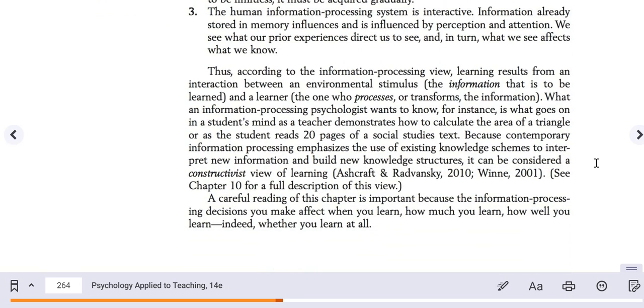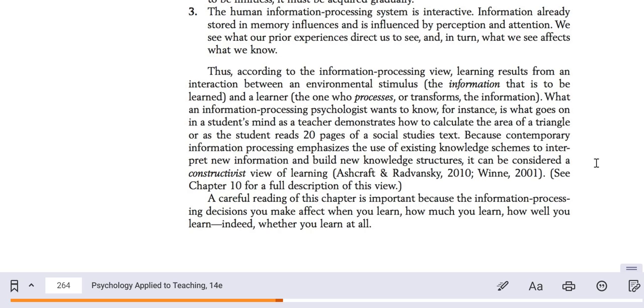Thus, according to the information processing view, learning results from an interaction between an environmental stimulus, the information that is to be learned, and a learner, the one who processes or transforms the information. What an information processing psychologist wants to know, for instance, is what goes on in a student's mind as a teacher demonstrates how to calculate the area of a triangle, or as the student reads 20 pages of a social studies text. Because contemporary information processing emphasizes the use of existing knowledge schemes to interpret new information and build new knowledge structures, it can be considered a constructivist view of learning.